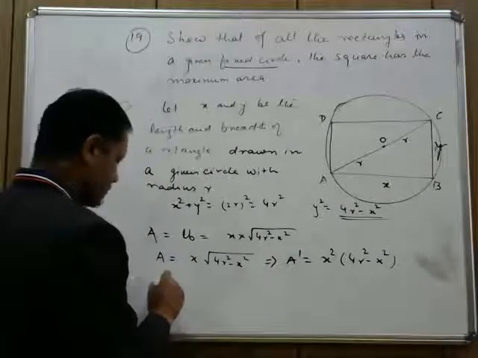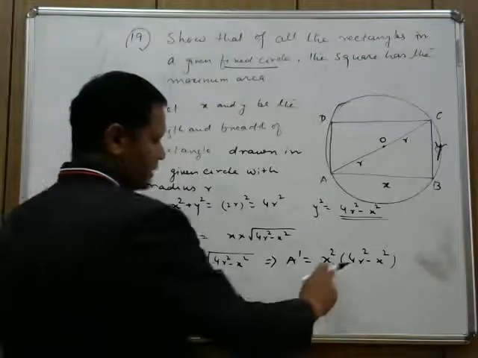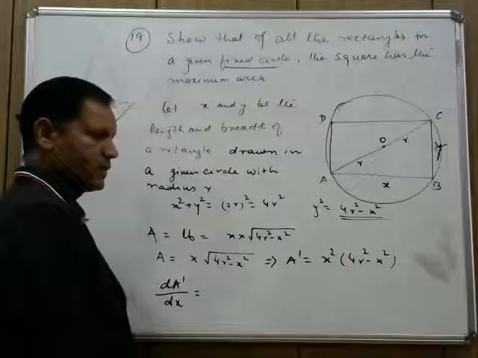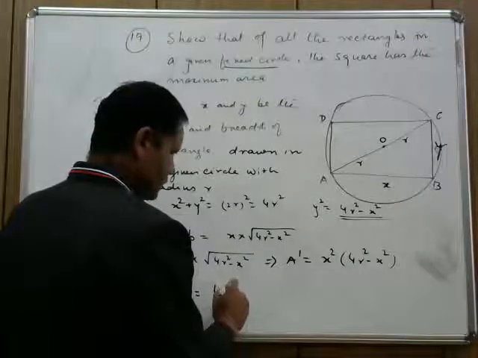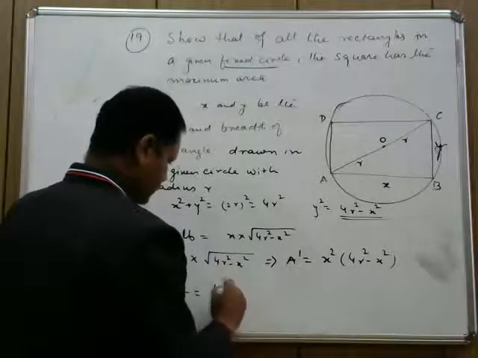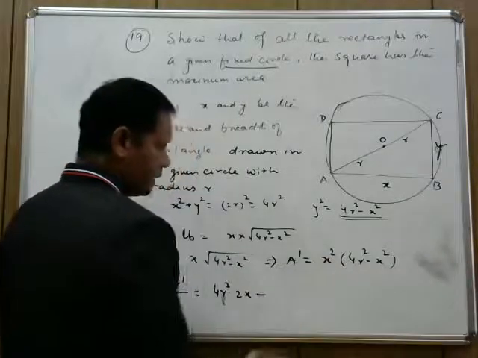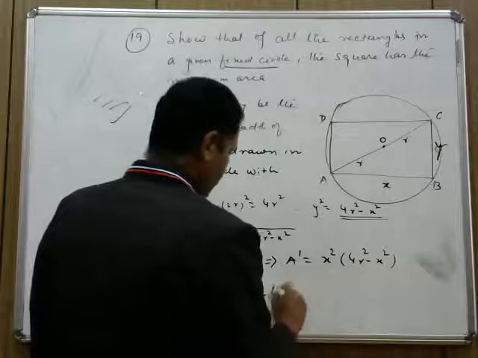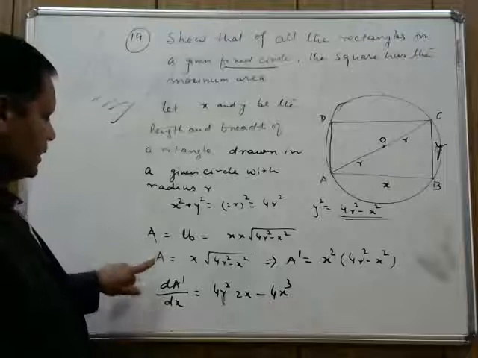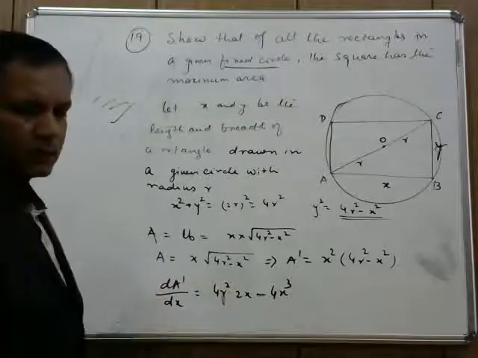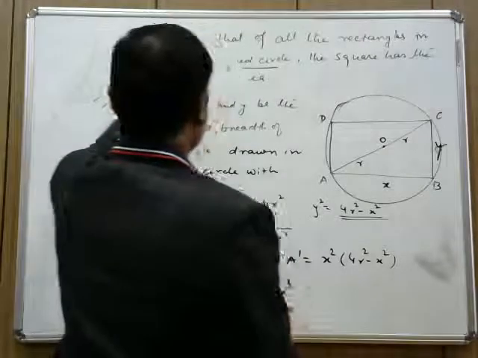So now what I will get? Differentiation of A dash with respect to x is equal to x square into 4r square, 4r square is constant. That's why 4r square into 2x, minus x to the power 4 will be 4x cube. And for maxima minima, we know that dA dash by dx is equal to 0. So now we will equate it with this.